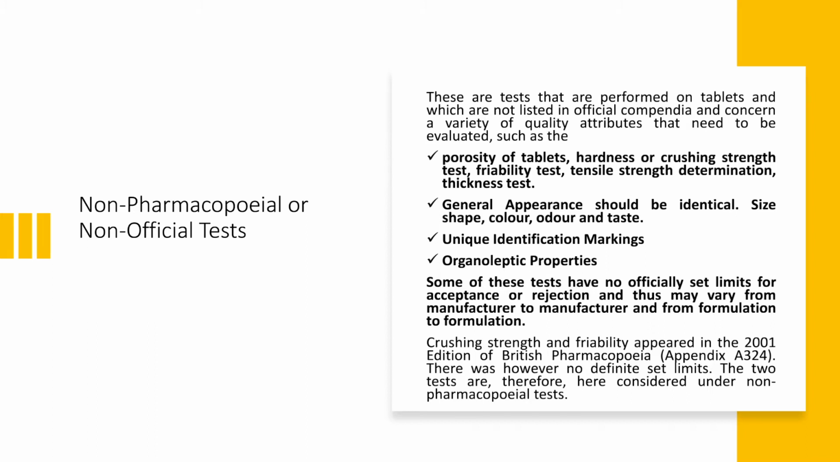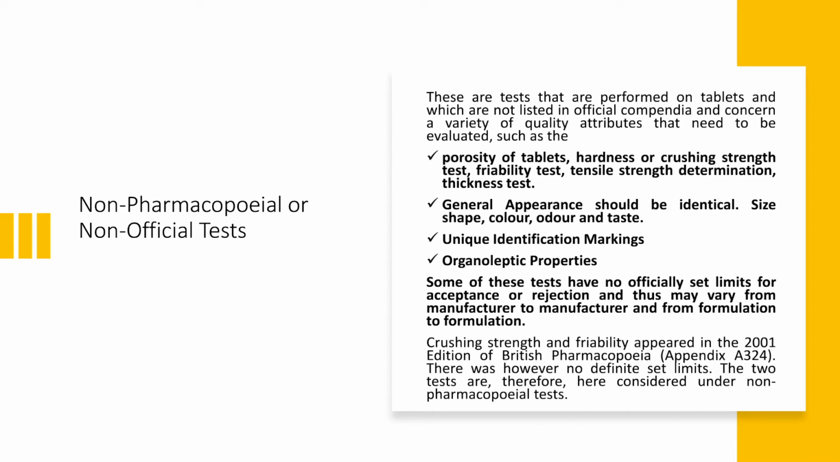When we talk about the tablets, generally the very first thing which appears in our mind is that the general appearance should be identical. When we see one batch to another batch, the basic size, shape, color, odor and taste should be the same. So this is the very first requirement. After that comes the porosity of the tablets, hardness or the crushing strength of the tablet, friability test, tensile strength determination and the thickness test.